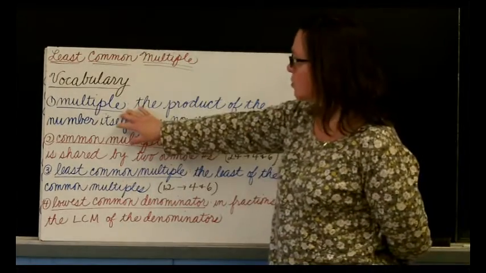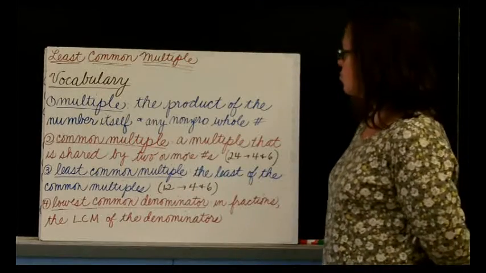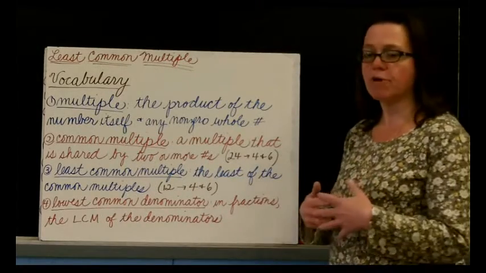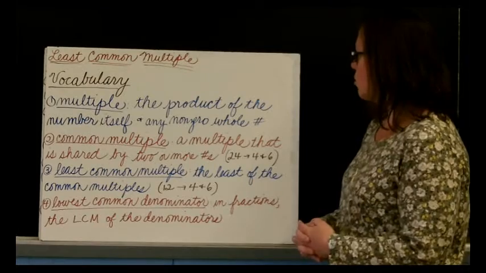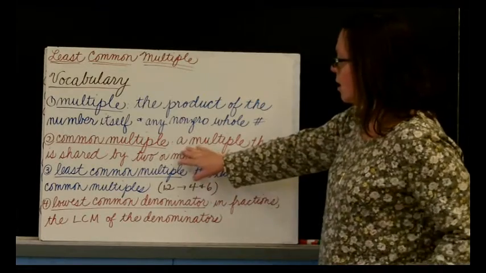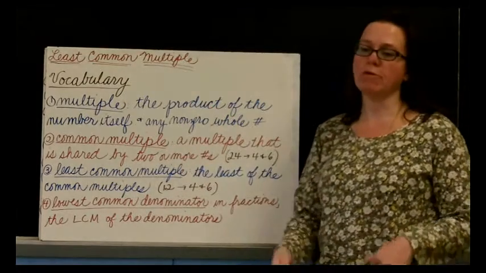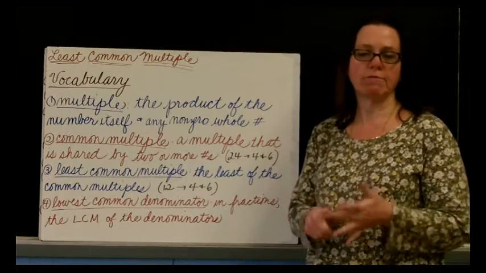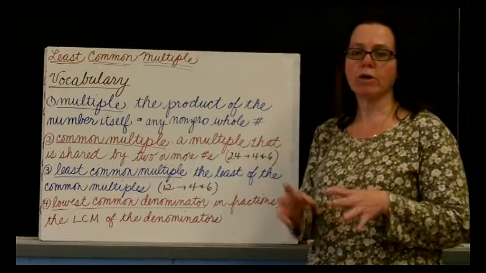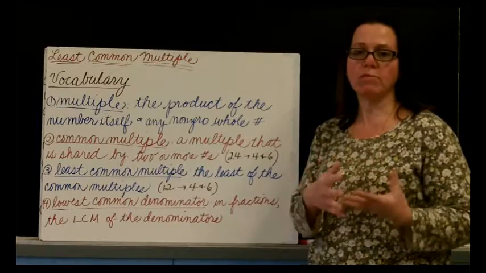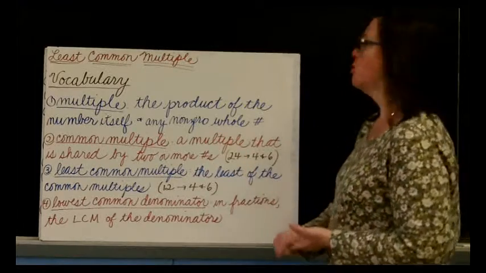First is the word multiple. And a multiple is the product of a number itself and any non-zero whole number. So for instance, multiples of 5 would be 5, 10, 15, 20. So we're talking about the answers to times tables of a particular number.